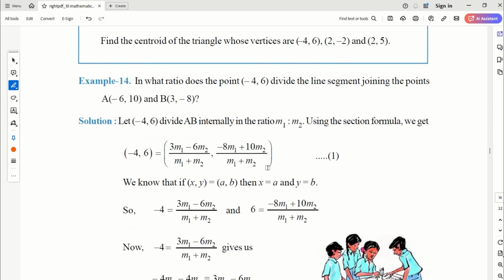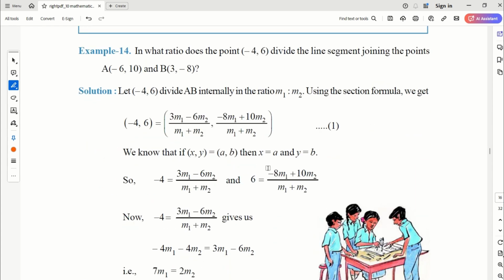Okay, now let's see some example questions. In what ratio does the point minus 4 comma 6 divide the line segment joining the points A and B? Okay, so this is reverse. Instead of giving the ratio, they gave the x comma y which is dividing A and B, and we need to find what ratio it is going to divide. Okay, so we will just substitute the same values.